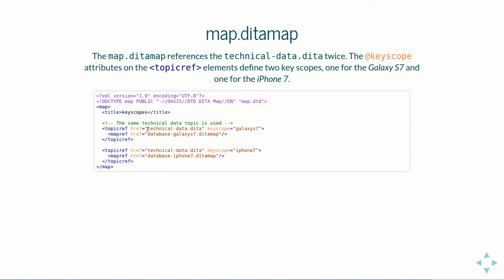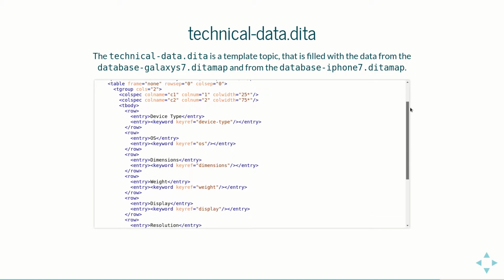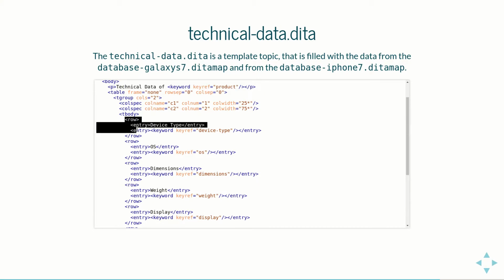So here you can see that I reference a topic called technical data and define a key scope called Galaxy S7, meaning that all my keys that I define here in this scope are not used in other scopes and other parts of the map. And here I reference the same topic again. This is the same file. And here I create another key scope. And I use another DITA map with key definitions here. This is the technical data topic, which is used twice in my project. And as you can see here, it's a simple table with table rows and entries. And the values in my right column are pulled using key references.